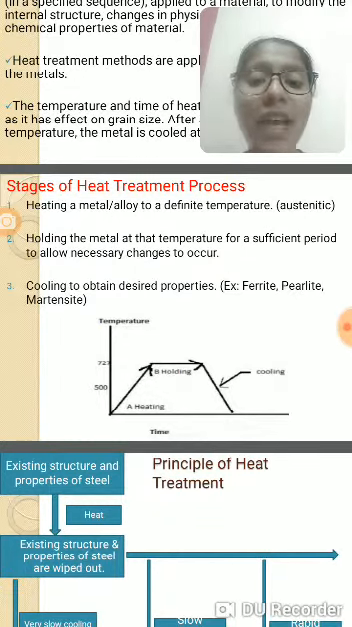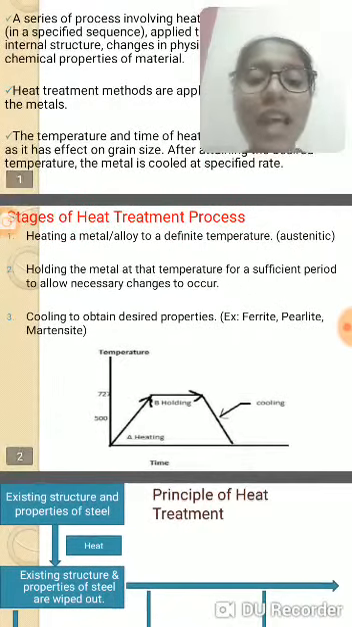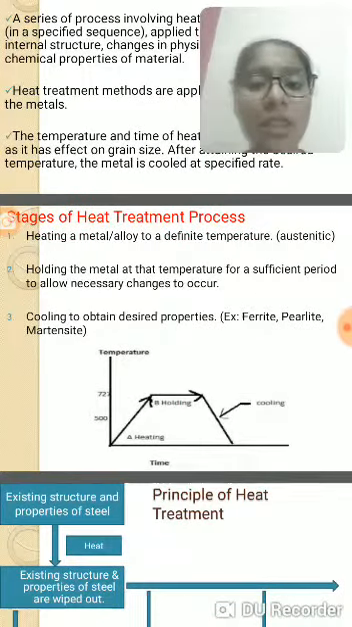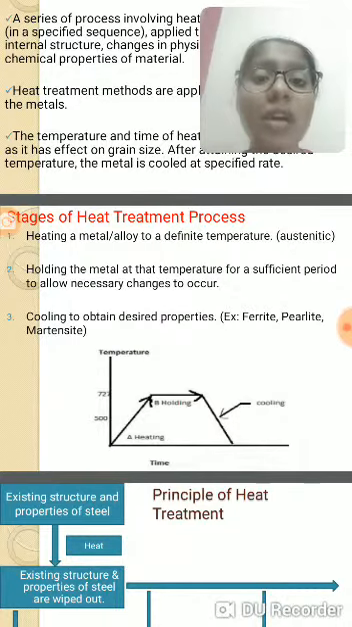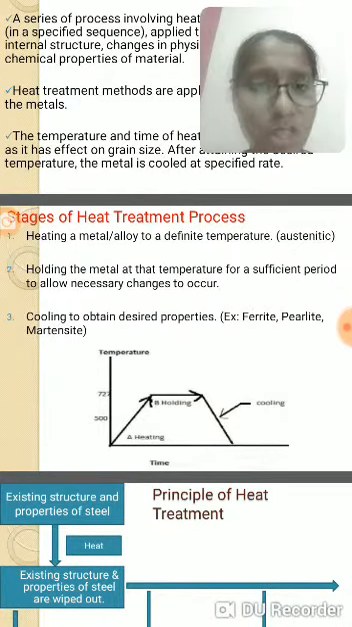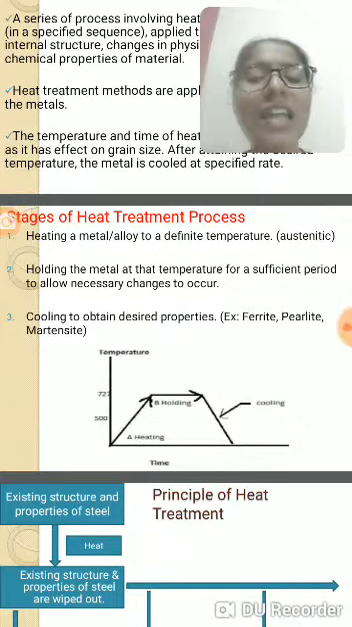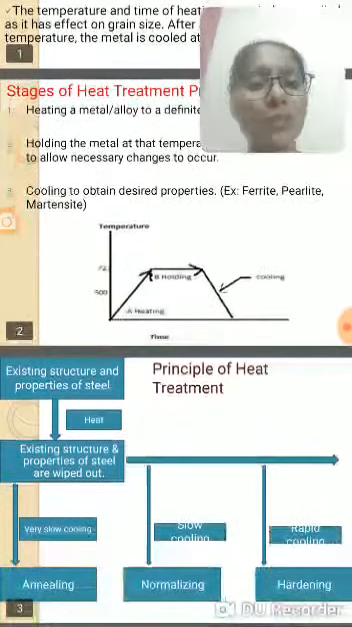After AB, we see a line, that is BC. This represents the second stage, that is holding. And when it goes from C to D, this is the third stage, that is cooling. So from the graph we can conclude that there are three different stages which accomplish the heat treatment process. The first one is heating, the second one is holding, and the third one is cooling.